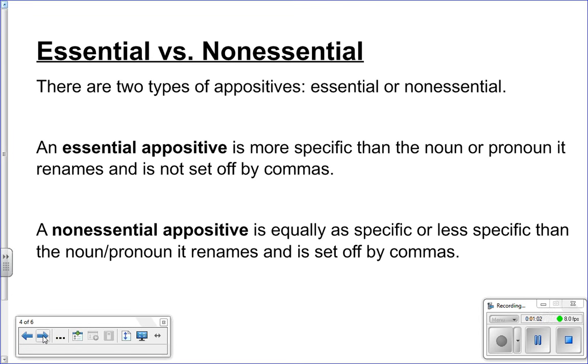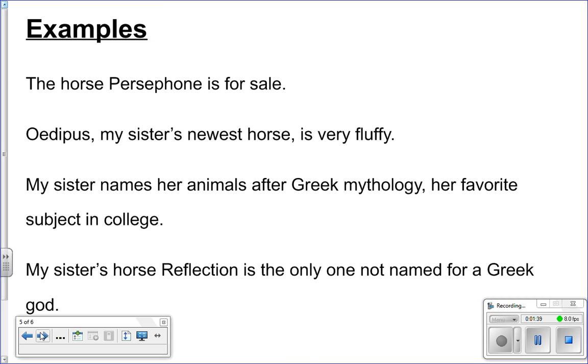Now, the tougher part with appositives is identifying their type, if they're essential or non-essential. An essential appositive is more specific than the noun or pronoun it renames, and it is not set off by commas to demonstrate that it is needed within the sentence. It is essential. A non-essential appositive is either equally as specific or less specific than the noun or pronoun that it renames, and is set off by commas. So if you see commas, know that that means non-essential. If there are no commas, that means it's an essential appositive.